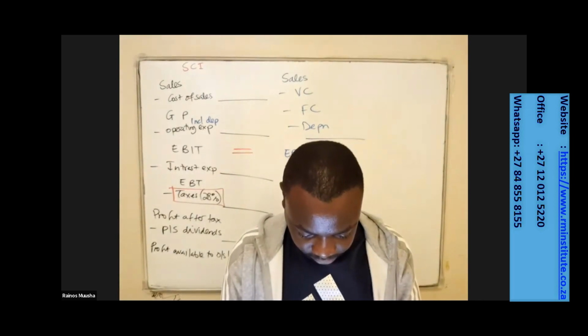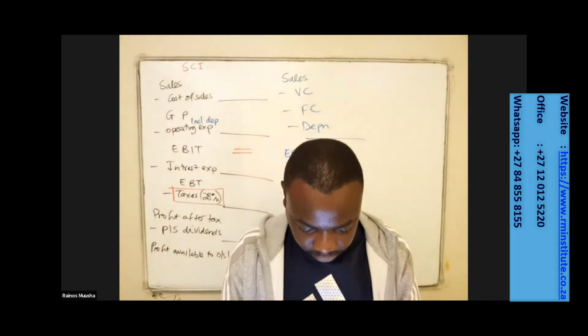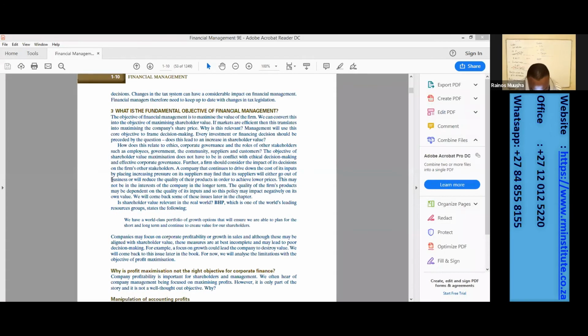On page 10 of the textbook, which is section 3, we look at what is the fundamental objective of financial management. So what is the financial objective of financial management? And here they say the objective of financial management is to maximize the value of the firm. So the goal of the firm is to maximize shareholders' wealth, and you are able to maximize the shareholders' wealth through maximizing what? The value of the firm. And remember, how do you do that? It also translates to maximization of what? Price of the share as well.